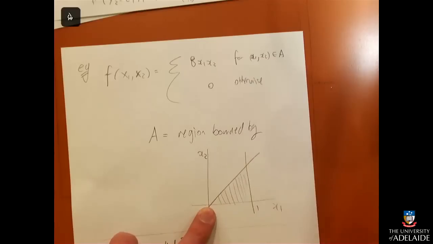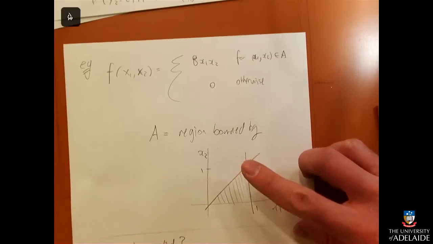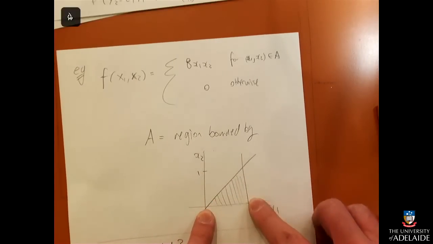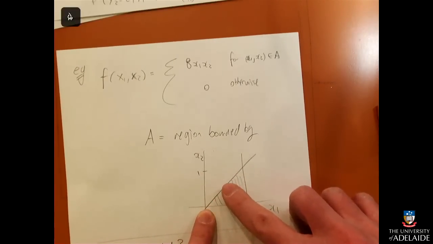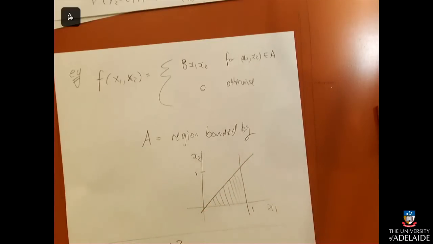So here, that would be the one. Here it's 1 times 1, so it's a height 1 here. And over here it's 0 times 1, so it's height 0 here. And here it's a half and a half, so it's at a quarter. So it gets higher as it goes up here. So there's more area closer to the top than there is at the bottom.